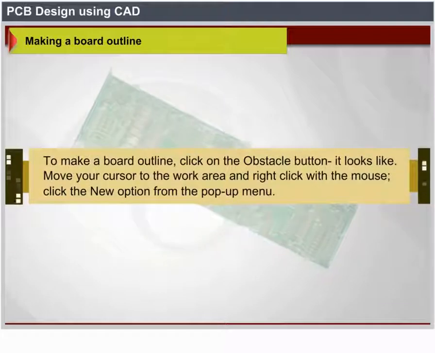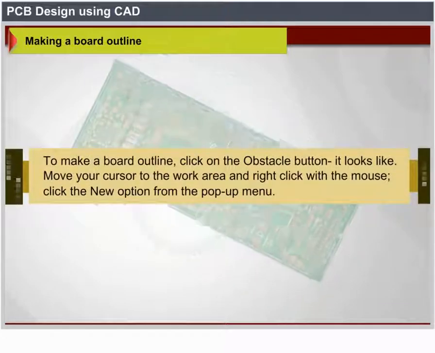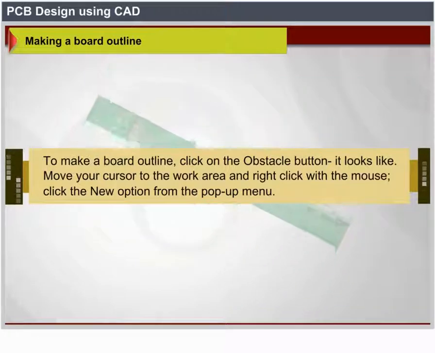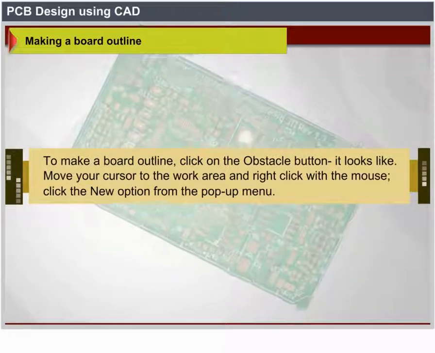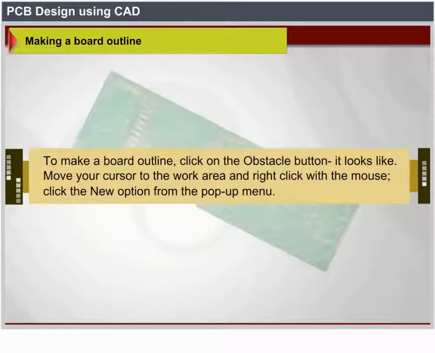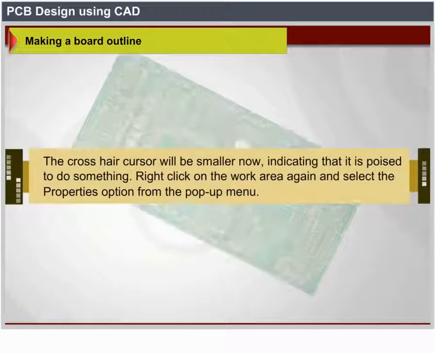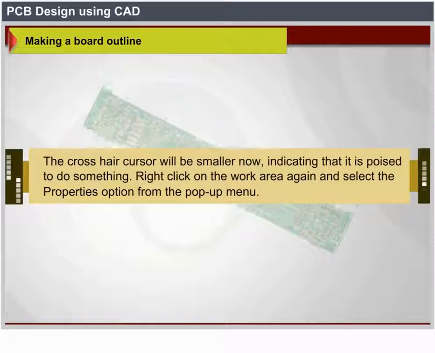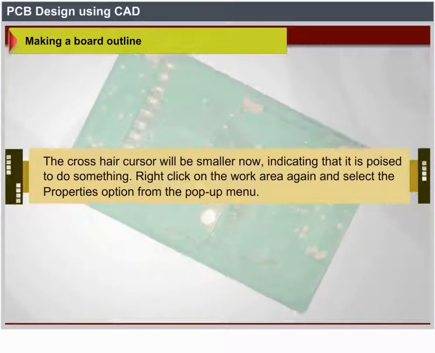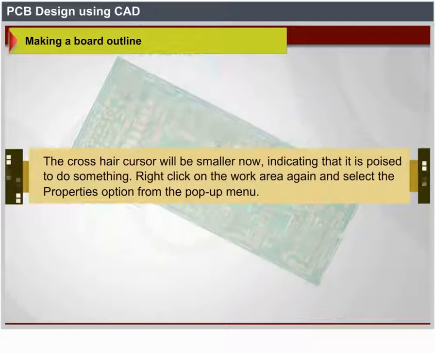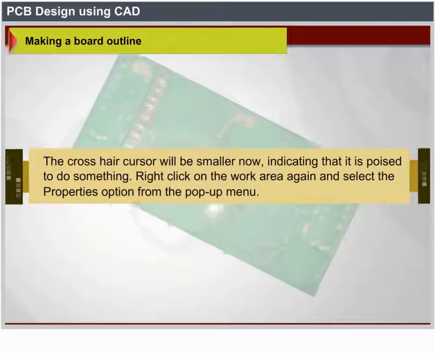To make a board outline, click on the Obstacle button. Move your cursor to the work area and right-click the mouse. Click the New option from the pop-up menu. The crosshair cursor will be smaller now, indicating that it is poised to do something. Right-click on the work area again and select the Properties option from the pop-up menu.